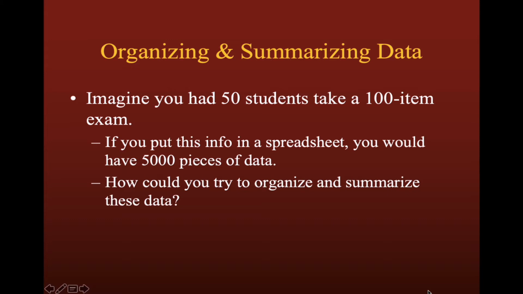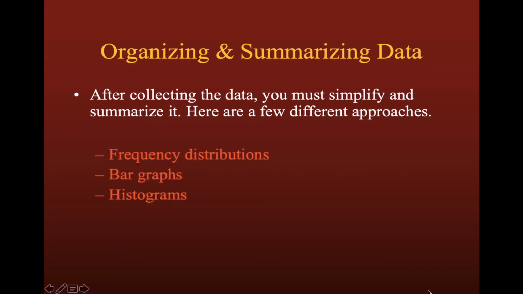How could you try to organize and summarize this data so it's not so hard to make sense of? 5,000 pieces of data in a data set is really hard to organize and summarize. So what can you do to make that process a little bit easier so you can make sense of how your students did? Well, you might try to simplify it by finding a way to summarize it. There are a few different approaches we can use to summarize that data. One is a frequency distribution, and some visual ways of looking at a frequency distribution are bar graphs and histograms.